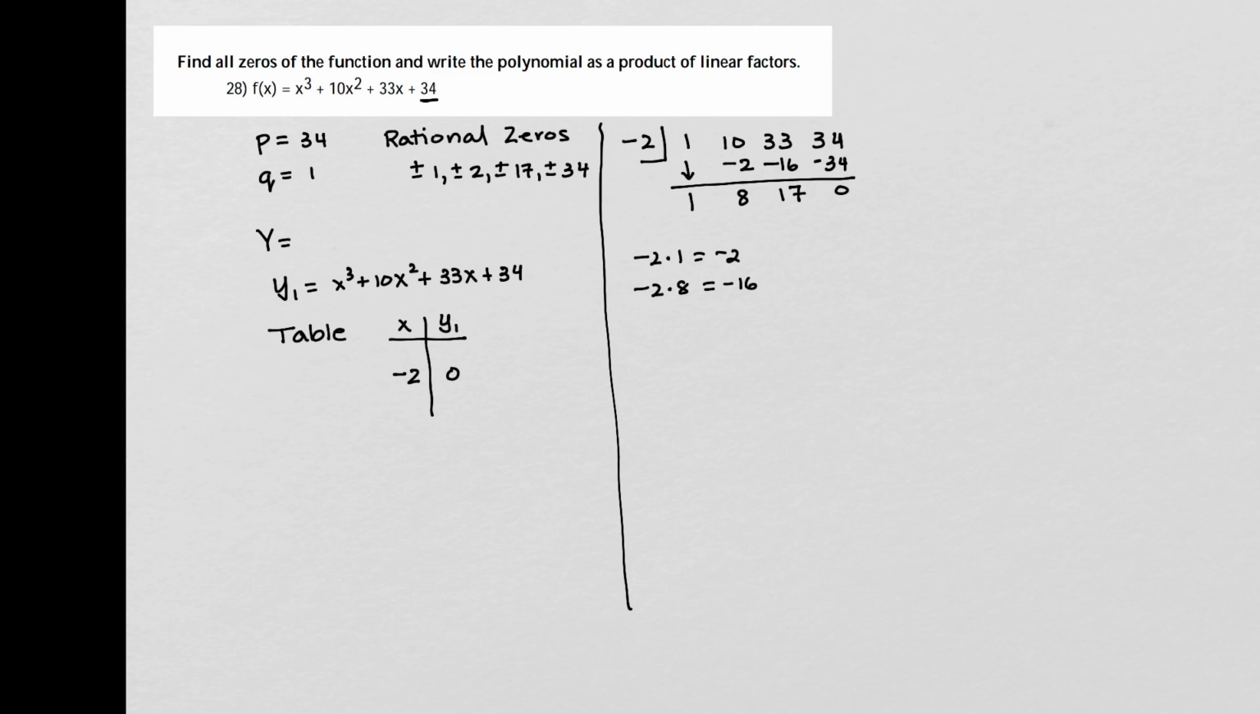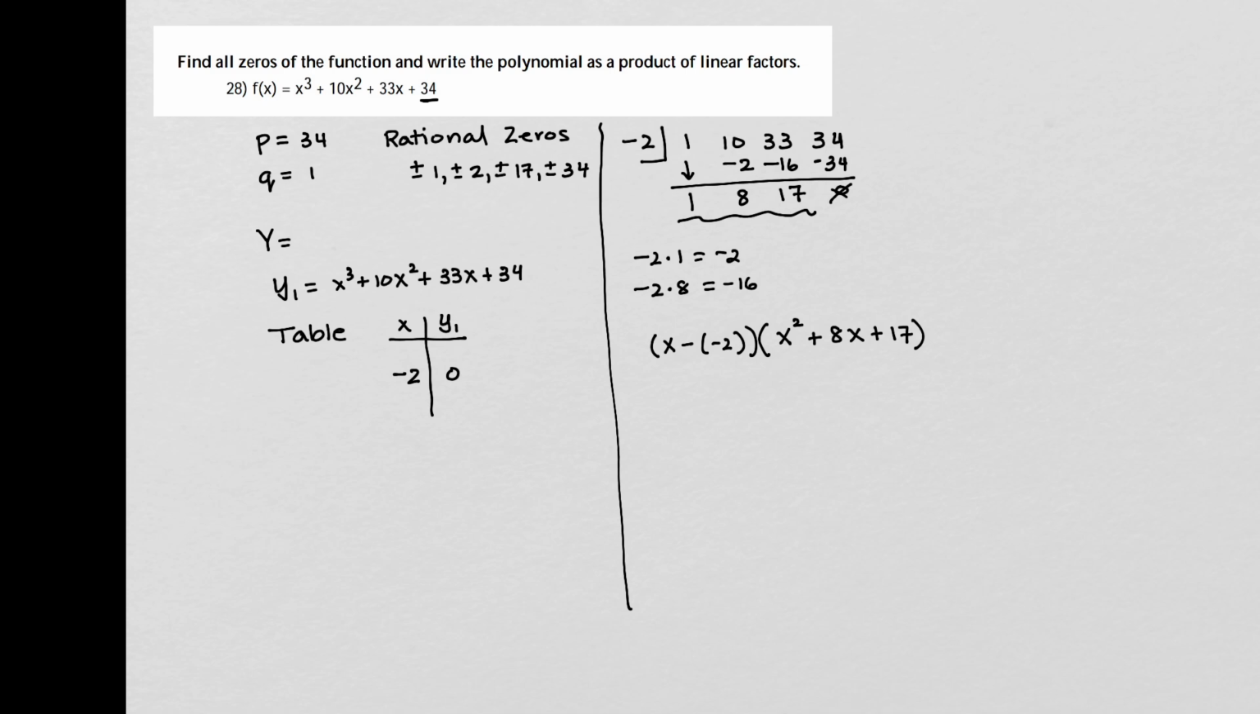So at this point, I can factor into x minus -2, because that was my zero. And then we have x squared plus 8x plus 17. And that's from what was left here. The remainder is 0, so we don't have any remainder term there.